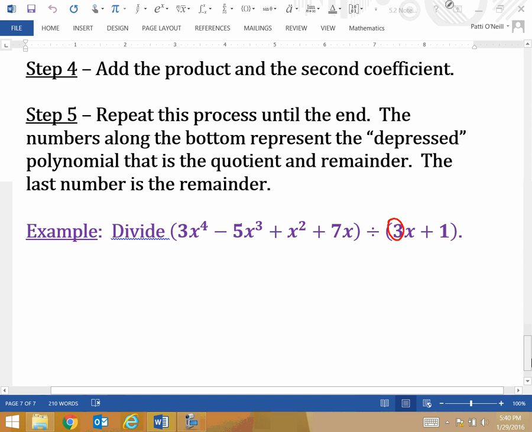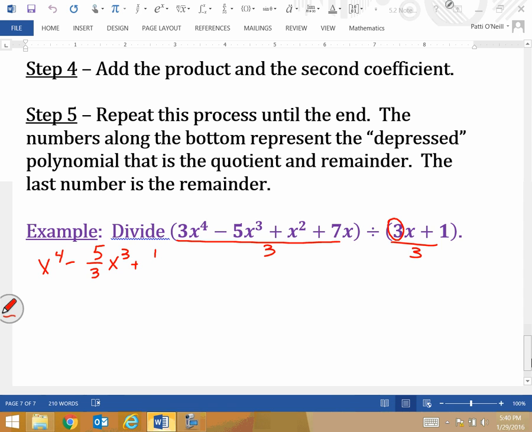So the first thing I have to do is divide everything through by that leading coefficient and rewrite the problem. That means that my problem, I'm going to divide everything by 3. My problem is going to become x to the 4th minus 5/3 x cubed plus 1/3 x squared plus 7/3 x is going to be divided by x plus 1/3.